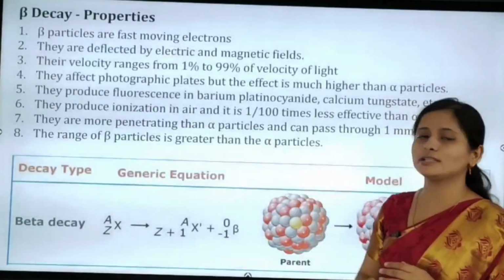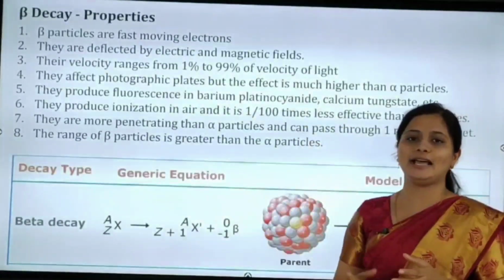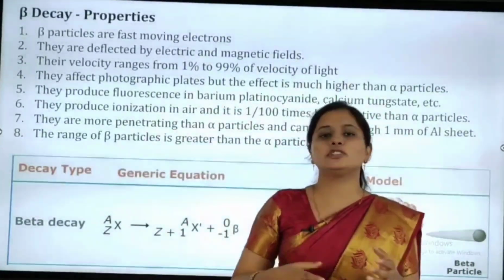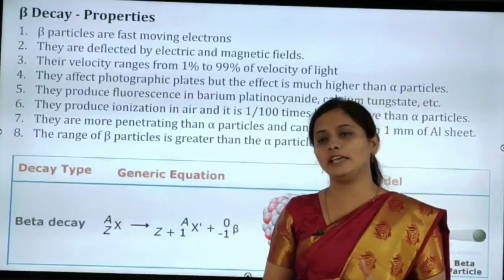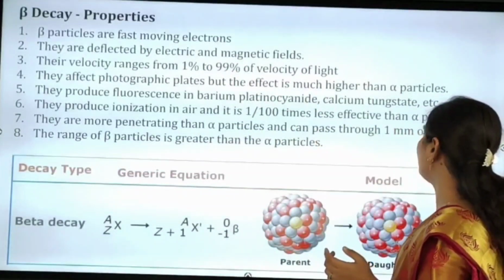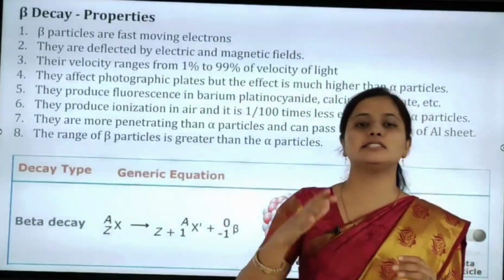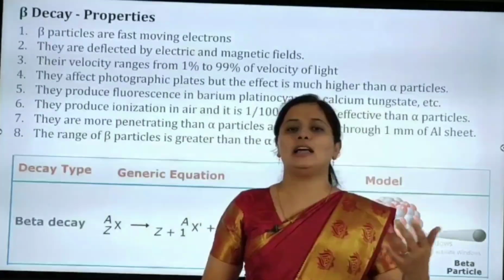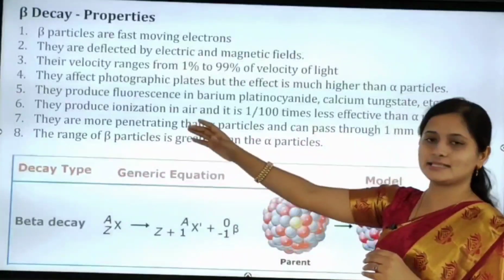We'll move to the sixth property. They produce ionization in air. Ionization is nothing but the collision of positive and negative charges. So they produce ionization in air, and it is 1 divided by 100 times less effective than the alpha particle. Compared to the alpha particle, the beta particle is 1 divided by 100 times less effective. Why? Because of the charges. Alpha is positive, beta is negative.